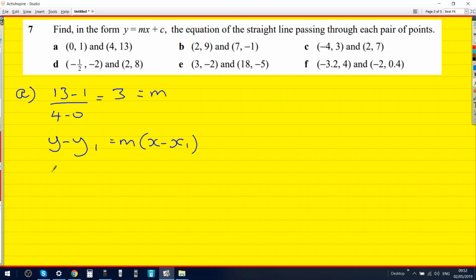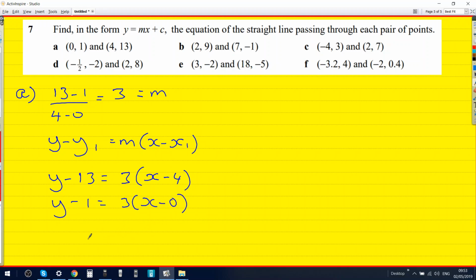It's y minus, and then you pick one of the y's. Okay. Yeah. So y minus 13 equals 3 times x minus 4. That's it. And then you just rearrange that to be the y equals mx plus c. And I think it would have been much easier if you had picked the other point. Yeah. You get the same answer.